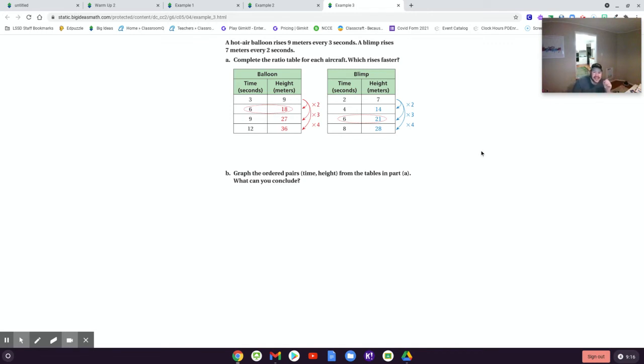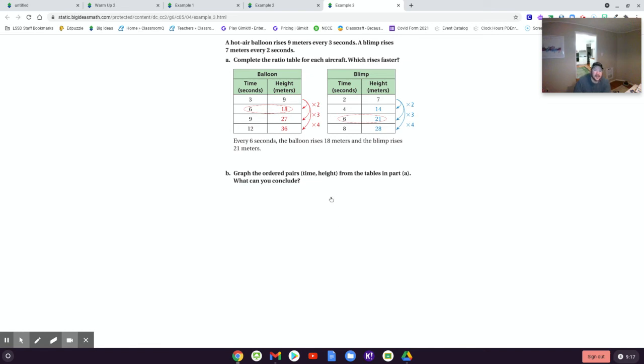Yes, at 6 seconds, they will, I lied to you. They will not be the same height at 6 seconds. That's what they circled here to show you that the blimp is actually 3 meters higher than the balloon at 6 seconds. So you can see which one is rising faster from the table. Later on, we'll be solving where these things are equal. That'll be later when we do some algebra. So here you can see the blimp is rising faster than the balloon.